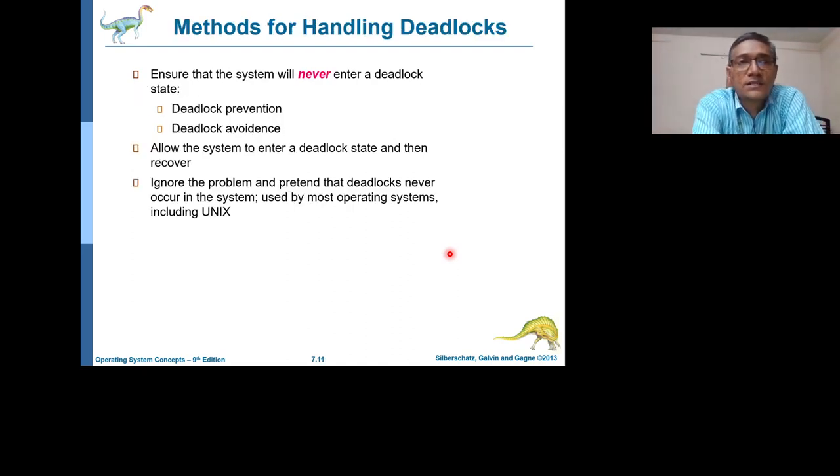Now, what are the methods of handling deadlock? Ensure that the system will never enter a deadlock state. Before the occurrence itself, we check with a mechanism; that is called deadlock prevention, and the second one is deadlock avoidance. Or allow the system to enter a deadlock state and then recover. Or ignore the problem and pretend that deadlock never occurs in the system. This technique is used by modern operating systems, such as Unix.